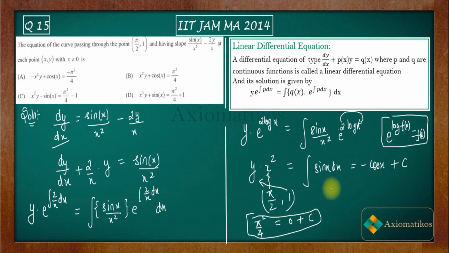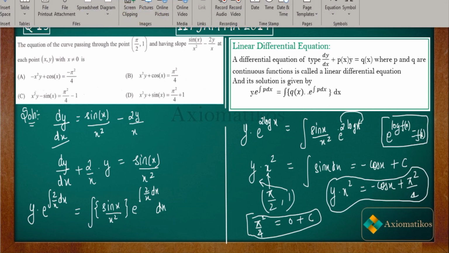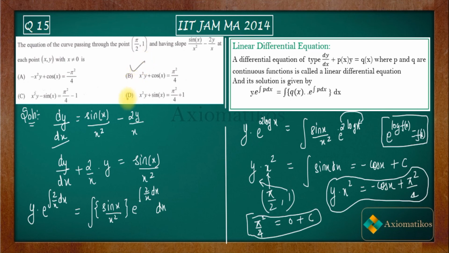That means your solution will be y times x squared is equal to minus cos x plus pi squared by 4. So it was a very easy question. Let us see which option will match. Option B is matching, exactly the same as our answer, so B is correct, and A, C and D are incorrect. Thank you.